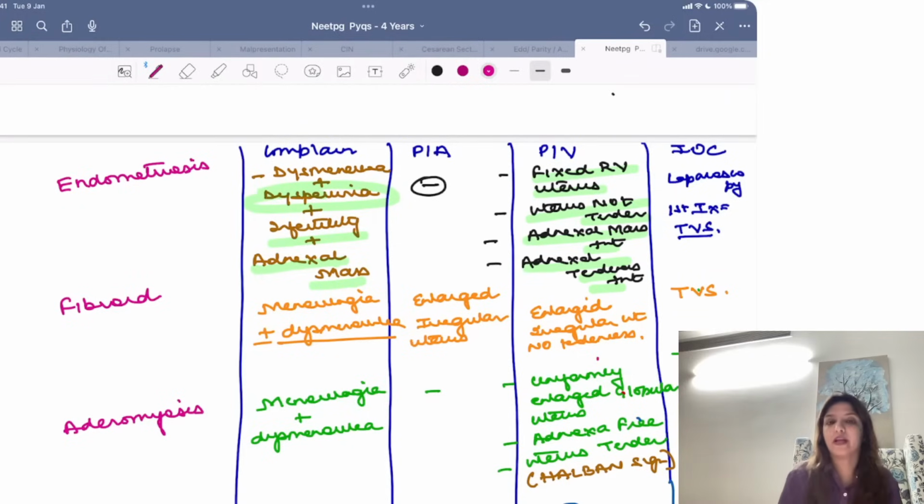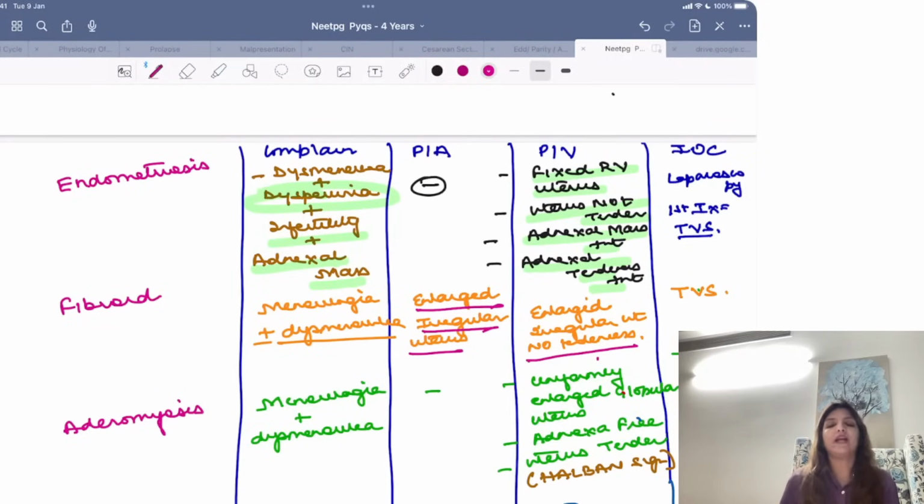Most common complaint is menorrhagia. On per abdomen, uterus will be enlarged, but it will be irregularly enlarged. Similarly, on per vaginal examination, it will be enlarged, but irregularly enlarged, and the uterus will not be tender. In case of adenomyosis, the most common complaint with which a patient comes to you is menorrhagia and dysmenorrhea.